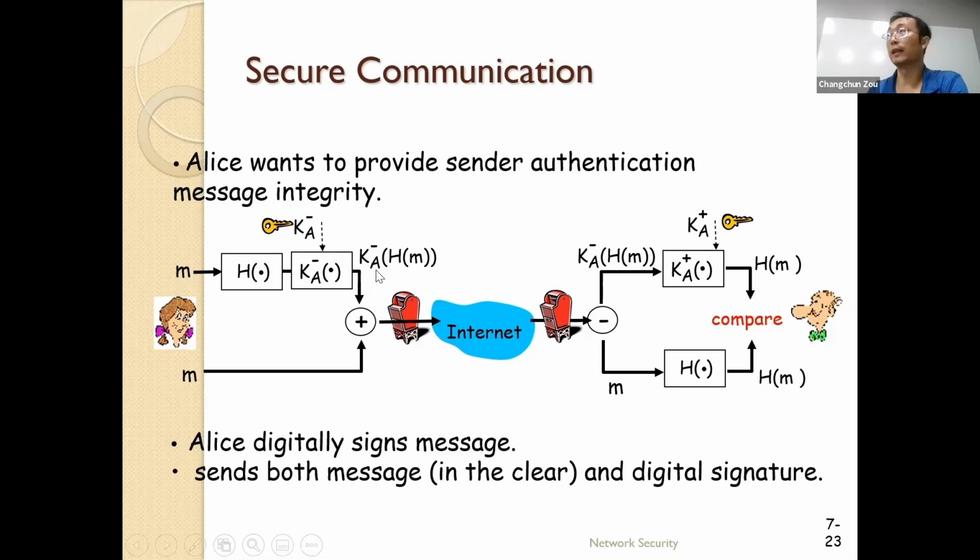So the message M goes through the hash function like MD5 or SHA algorithm. Then you use the sender's private key KA minus to encrypt the hash value. So this is the digital signature of the message M, signed by node A. Whoever has this encryption key, A minus, basically is the signer of this message. You put them together and send to the other end.